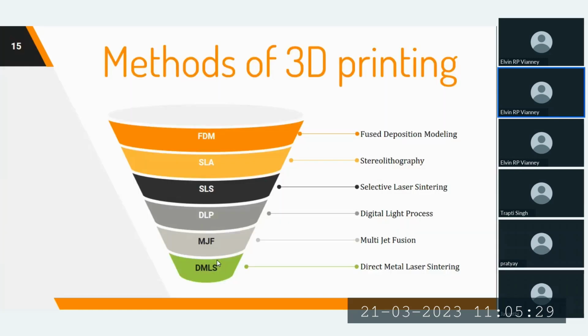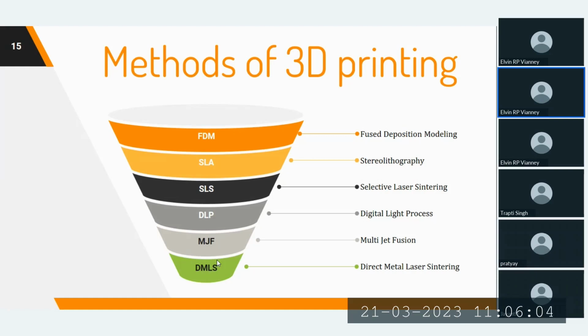So the next content from our 3D printer is what are the types of 3D printers. As of now, we have these six or seven types of 3D printers. I have mentioned only six. First type is FDM, fused deposition modeling. Second type is stereolithography. Third type is selective laser sintering. Fourth type is digital light processing. Fifth type is multi-jet fusion. And the last type is direct metal laser sintering.